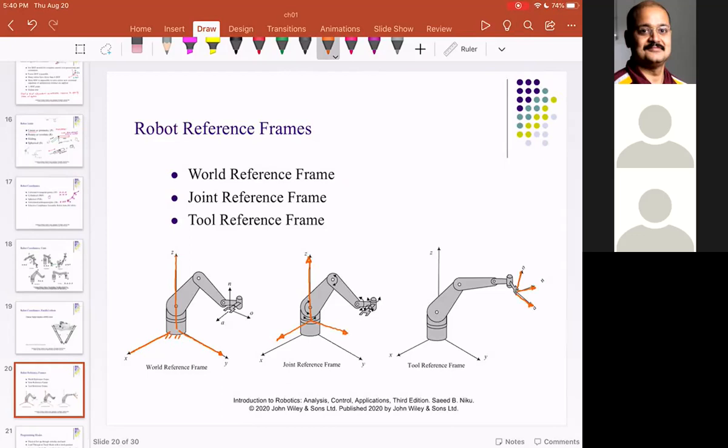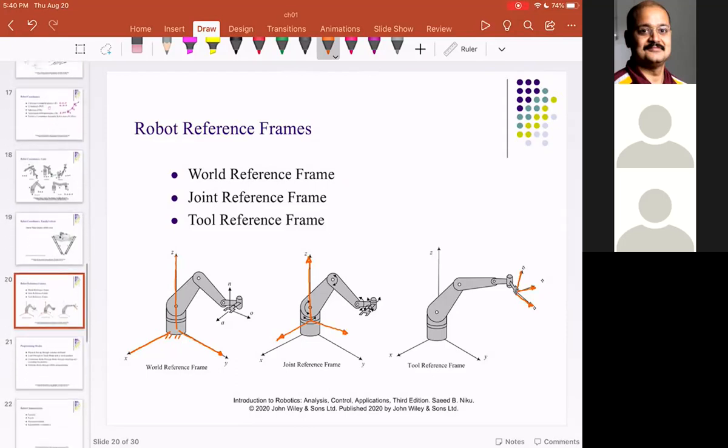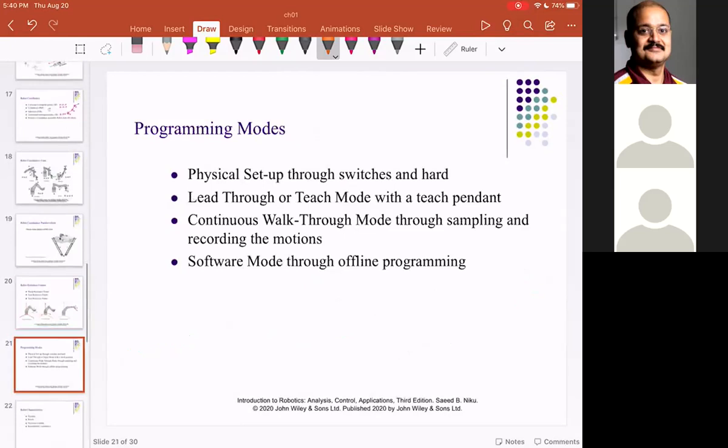But please understand, there is something called the ground or the world reference frame or inertial reference frame. You have a joint reference frame, which is attached to the joint, and there is a tool or end effector reference frame that is attached to the end effector.